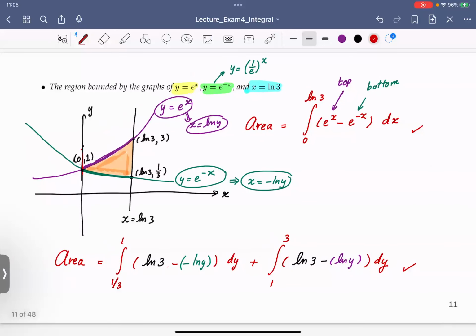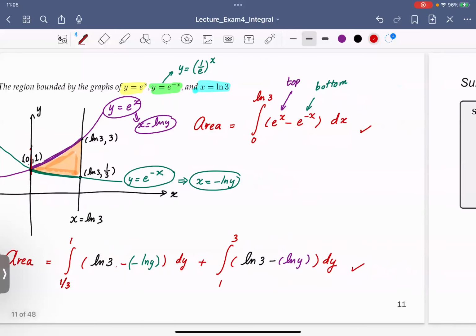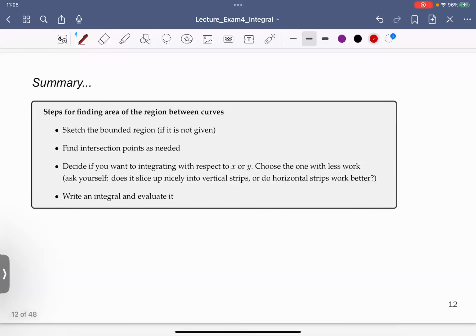This is the problem about the area. So, a summary of the steps to find the area. Sketch the bounded region first. If it is not given, you sketch the region. And then you find the intersection points if needed. And then you decide if you want to integrate with respect to x or y. It depends which one is less work. You usually use this one.